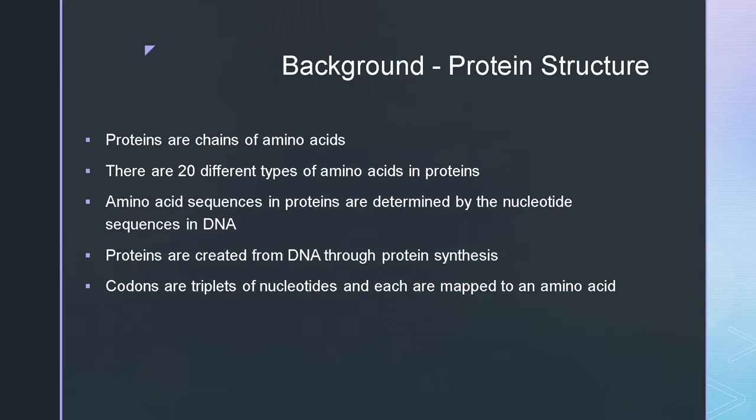The amino acid sequences in proteins are determined by the nucleotide sequences found in the DNA of the organism and are created in a process called protein synthesis. Each of the 64 possible triplets of nucleotides, known as codons, are mapped to one of the 20 possible types of amino acids, or a stop codon, which signals the end of an amino acid sequence.